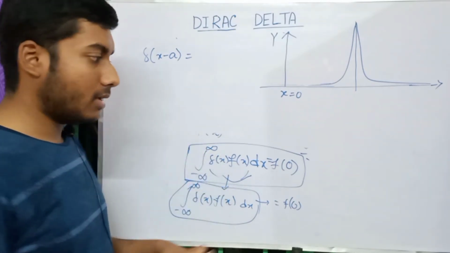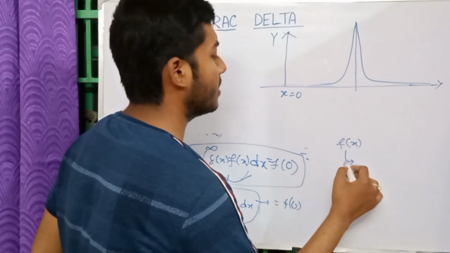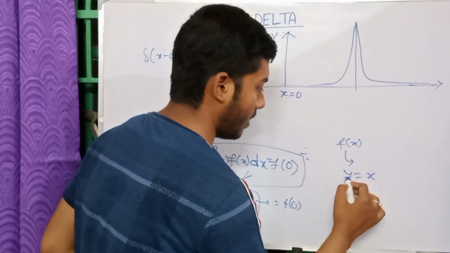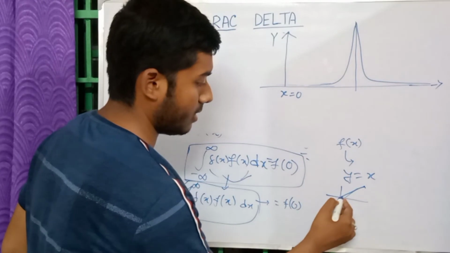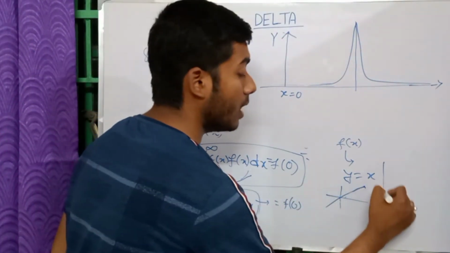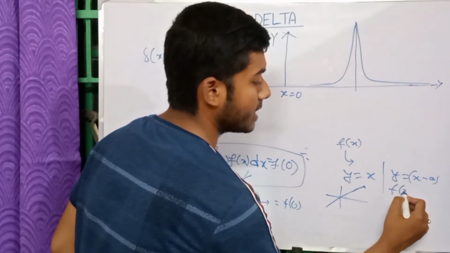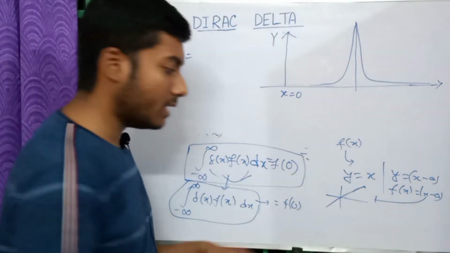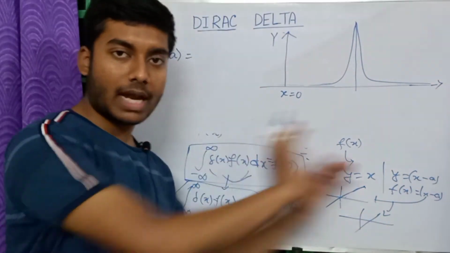Like any function f of x, suppose we have a function y equals x. So this graph will be a straight line passing through the origin, y equals x. Now if we make the function y equals x minus a, that is f of x equals x minus a, then what will happen here? Then the graph of this function will be shifted rightward.